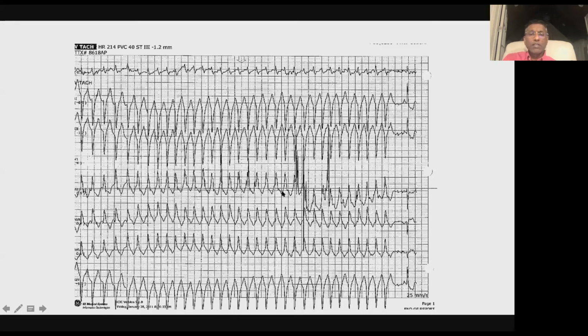And you remember our Vereckei criteria. Vereckei said that in lead AVR, if you get a big fat monophasic R wave, then this is always VT. You could have gone with Vereckei and you'd be almost 99% sure that this is VT, just looking at this AVR. It makes that criteria very nice. And V1 also is very helpful.